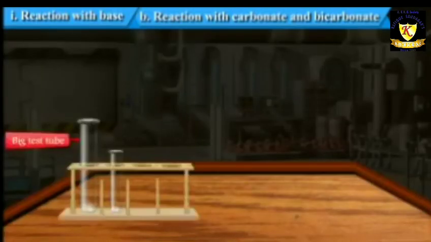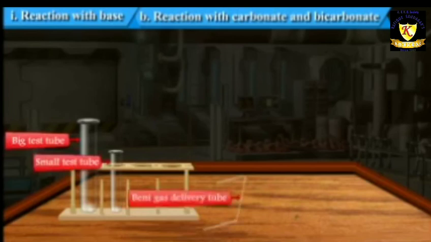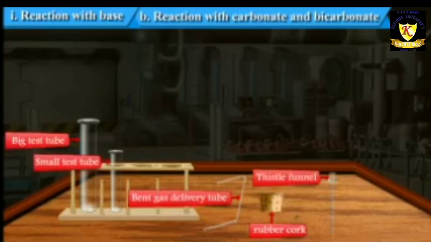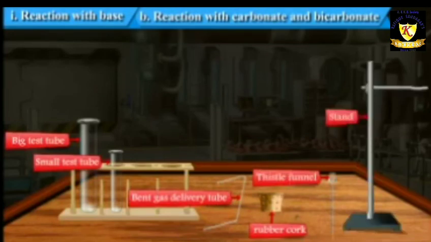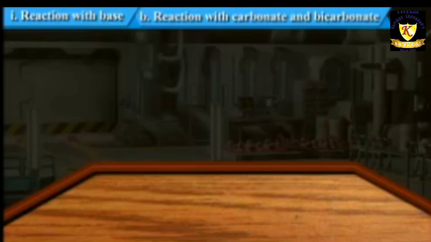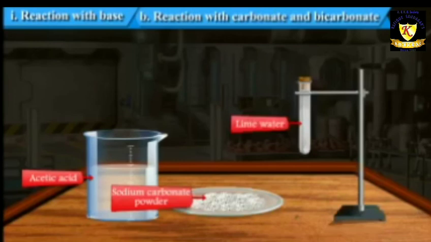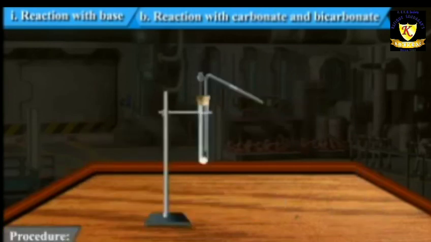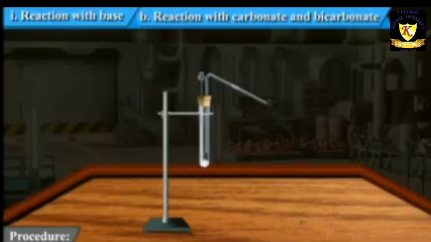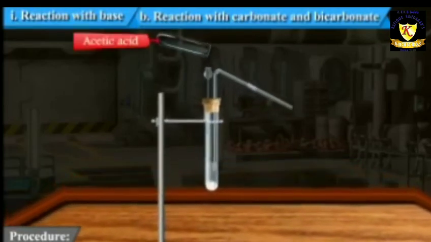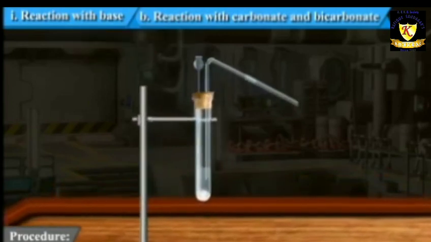Apparatus required are big test tube, small test tube, bent gas delivery tube, rubber cork, thistle funnel, stand, etc. Chemicals are acetic acid, sodium carbonate powder, freshly prepared lime water. Procedure: arrange the apparatus as shown here. Place sodium carbonate powder in the big test tube. Pour 10 ml acetic acid through the thistle funnel.